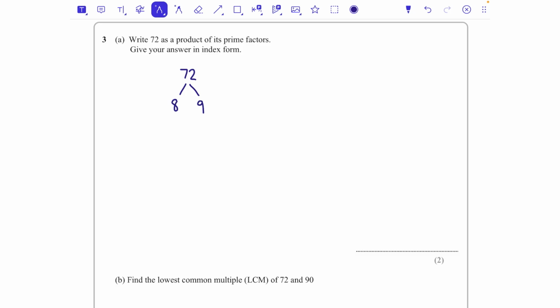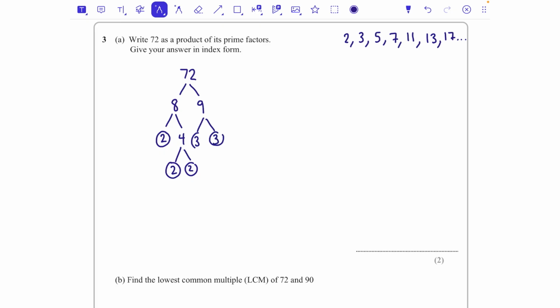Then you need to think, are either of these numbers a prime number? Now I've got 2, 3, 5, 7, 9's not a prime number because it's in the 3 times table. You've got 11, 13, 15's not because it's in the 5 times table, 17 and so on, okay? These are all the numbers that have 2 factors, 1 and itself. They're only in the 1 times table or their own times table. If you get to a prime number, you're going to circle it, but if it's not prime, you're going to carry on. So 8 is 2 times 4, and 2 is prime, so we'll circle it. 4 is 2 times 2, so we'll circle those because they're prime. And 9 is 3 times 3, and they're both prime.